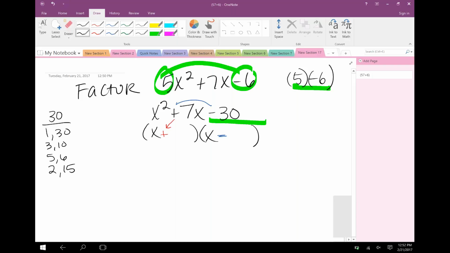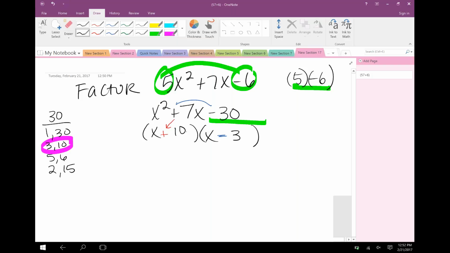2 times 15 is 30. I think that's it. So between these pairs, which, if I subtract the difference, will give me 7, that would be this one here, 3 and 10. I'm going to put the bigger factor first, which is 10, and then the other factor, which is 3. So again, I need two numbers that multiply to give me 30, and subtract, because it's negative, to give me 7. And that was 10 minus 3.